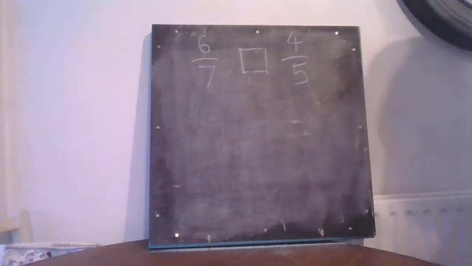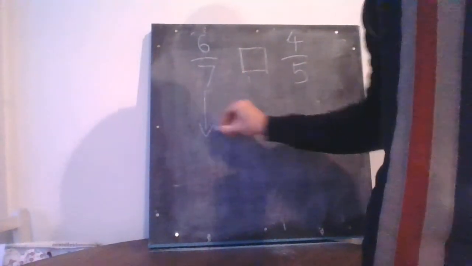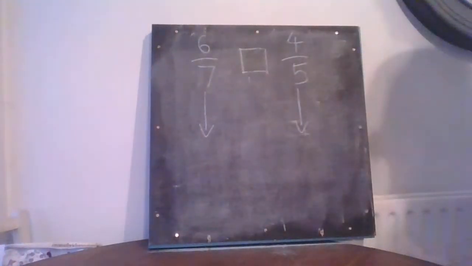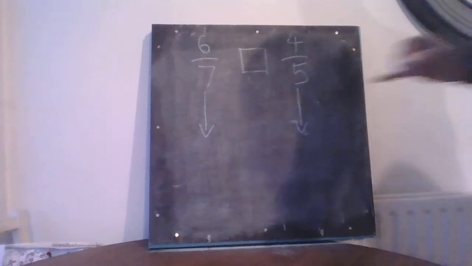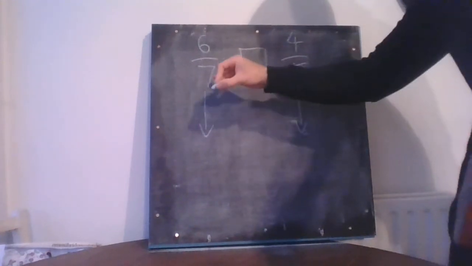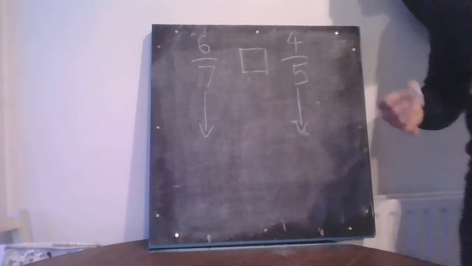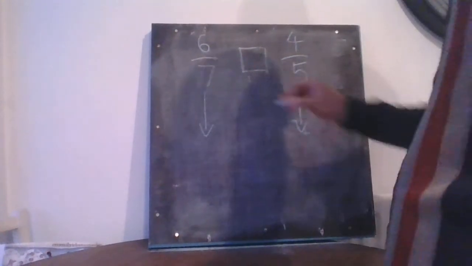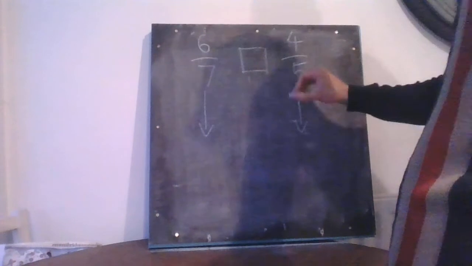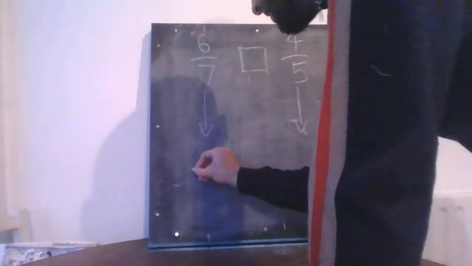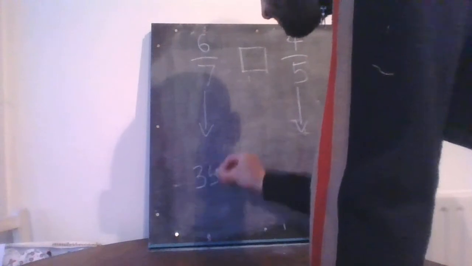So then the strategy I need to do, I need to make them both equivalent fractions with the same denominator. And the denominator, I need to think about 7 and 5 and what's a common multiple there. And the common multiple, one way to find it would be to times the two together. Well, 7 times 5 is 35. There's my common multiple.